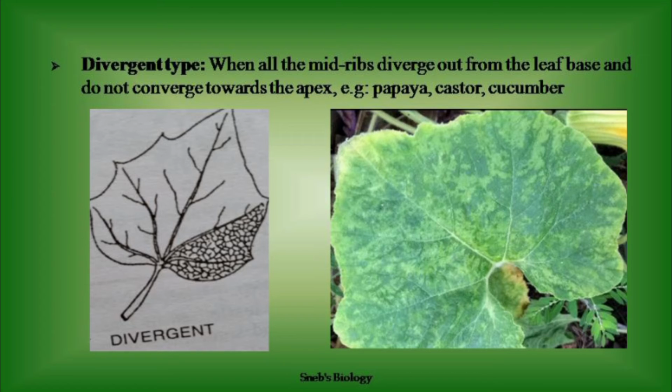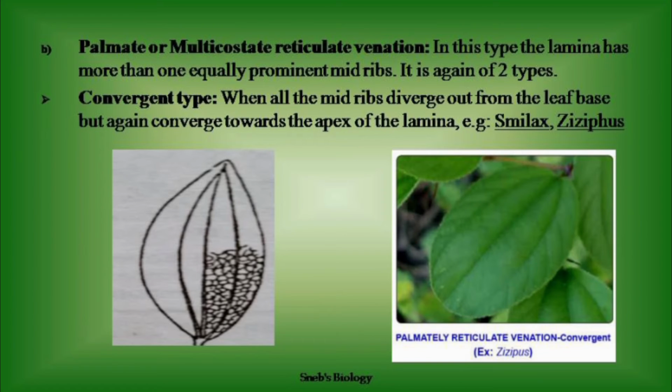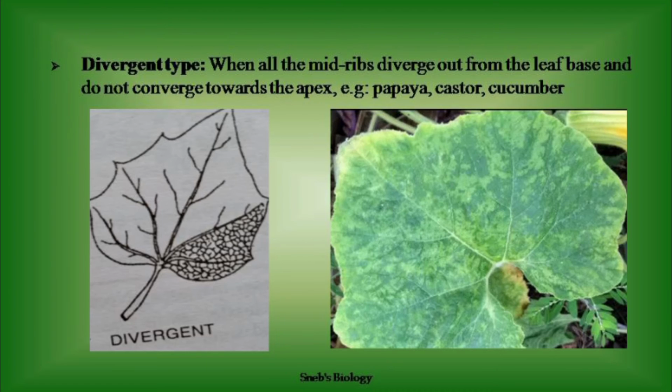It is found in cucumber, papaya, castor, etc. Depending upon how many main veins they have, we can have uni or multicostate, and in case of multicostate, if all those main veins are convergent, they are called convergent type. If they are going in different directions, they are called divergent type. So this is how we classify reticulate venations.